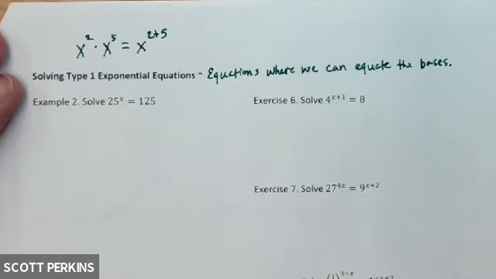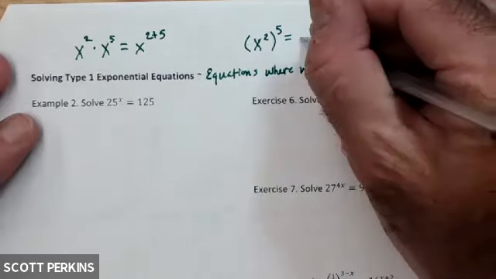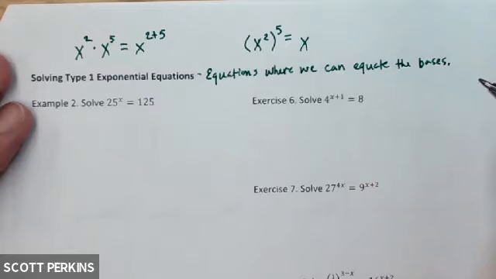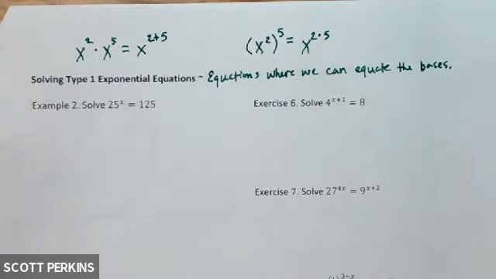If I have x to the second raised to the fifth, so I have a power directly raised to another power, do you remember what to do with the exponents in this situation? You multiply them. This is called the power rule. Again, I'm not super concerned about the terminology, but I want you to remember what to do. So 2 times 5, that's the difference between those. So the first one on the left is x to the 7th, and the one on the right is x to the 10th.